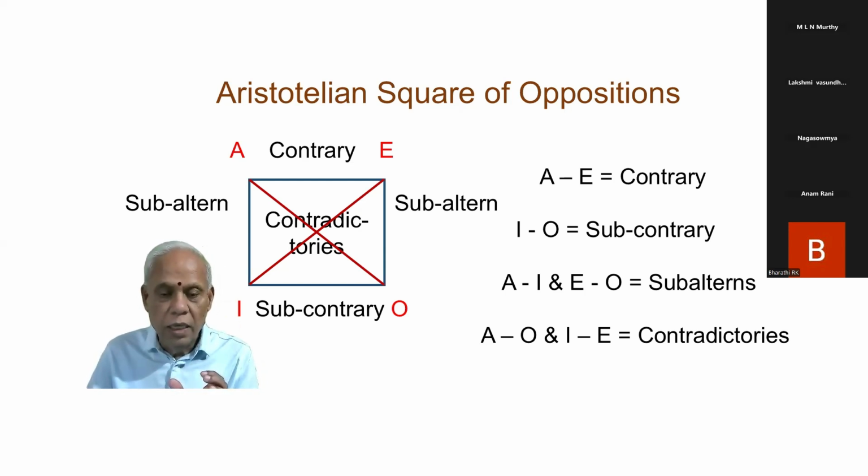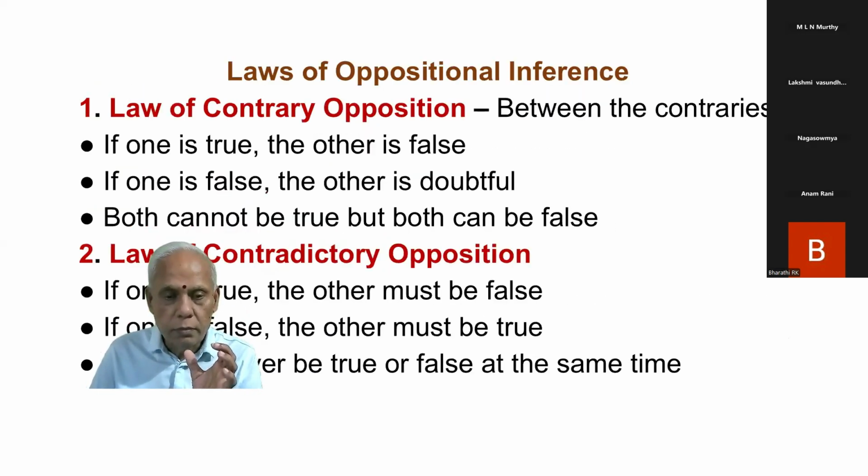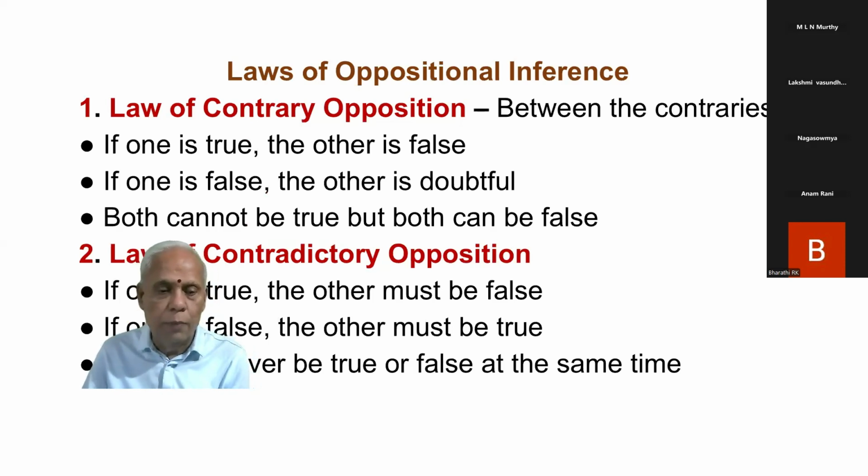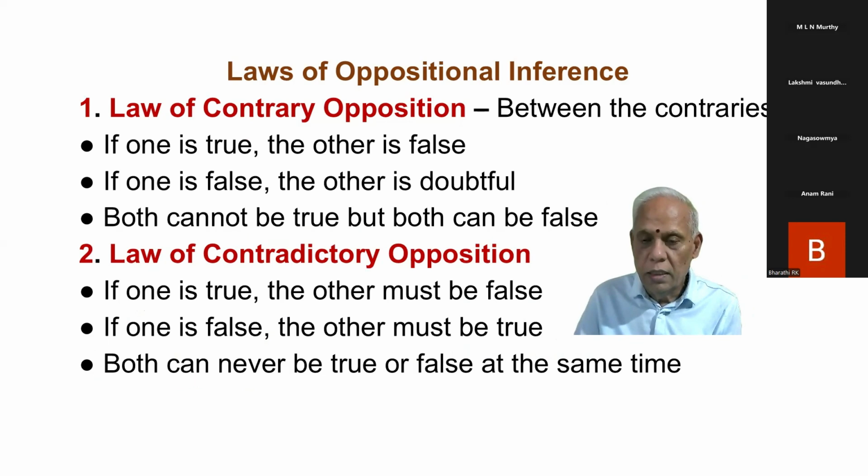Now, we'll see the relations between these different things. Here is what is called laws of oppositional inference. For the law of contrary, immediately you must be able to visualize that picture, the square of oppositions, the Aristotelian square of oppositions. Contrary opposition means all are good and all are not good. A and E, this is the contrary. So the law of contrary opposition is between the contraries. The relation is like this. Between A and E, the relation is: if one is true, the other is false.